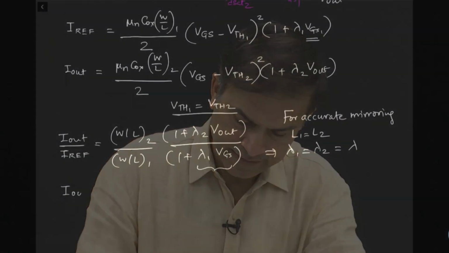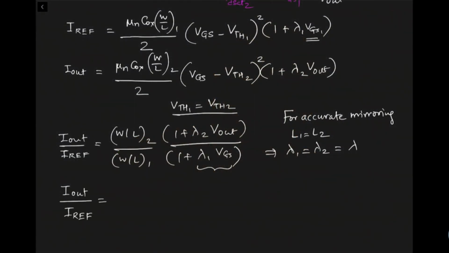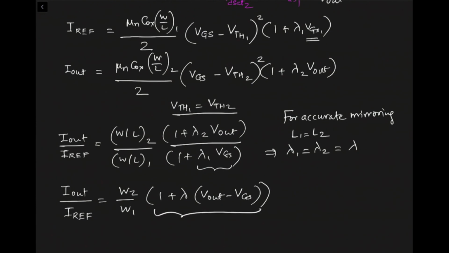So then we can use our approximations, and you will see that I out divided by I ref will be equal to W2 divided by W1 times, I can make the approximation, lambda times V out minus VGS. Again, we want this effect to be as small as possible. You want lambda to be as small as possible so that we are independent of the output voltage, as a result of which we want channel length to be as high as possible. So keep your channel length, when you're mirroring current, as high as possible compared to L minimum.